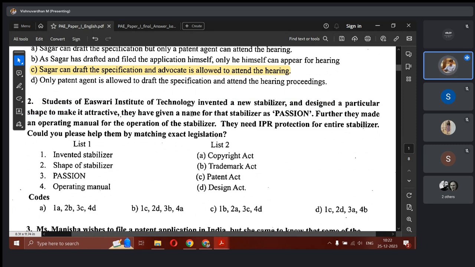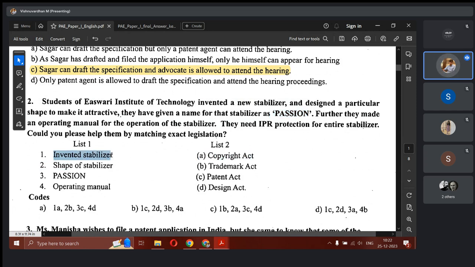Then they have given a name for that stabilizer as Passion. So whenever you give a name to a product and let's say it's used to create a brand, I already told you, right? A brand is also an intangible property. So that would come under the Trademarks Act. Then further, they made an operating manual for the operation of the stabilizer. So whatever you have written inside the operating manual will be protected automatically by the Copyright Act. Copyright Act. Okay.